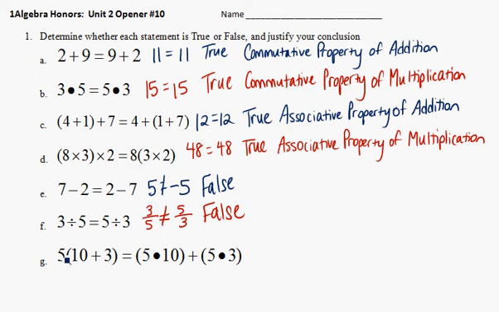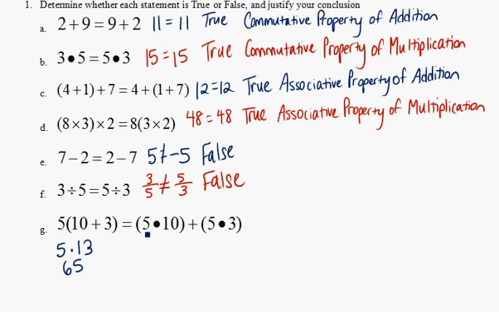On the left-hand side, we have 5 times the parentheses 10 plus 3. Let's do parentheses first. 10 plus 3 is 13. 13 times 5 is 65. So 5 times 13, which was 65. On the right-hand side, we have two sets of parentheses. 5 times 10 is 50. 5 times 3 is 15. 50 plus 15 does equal 65. So in part G, this is true.